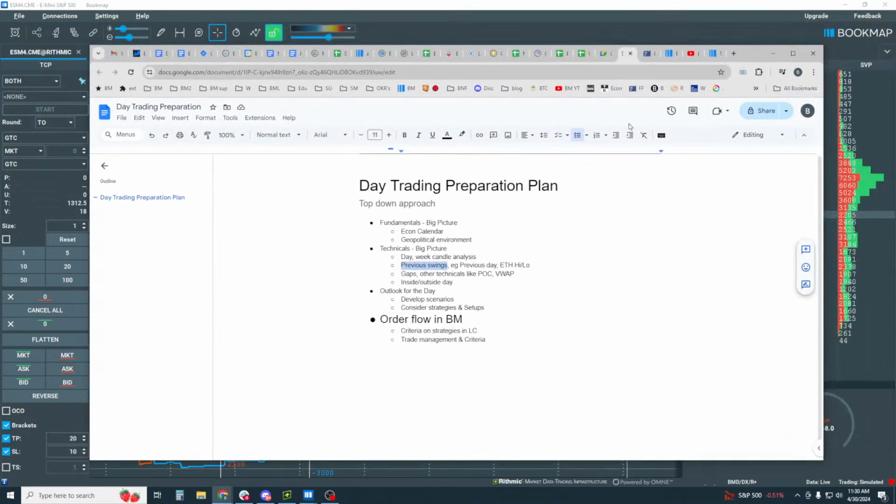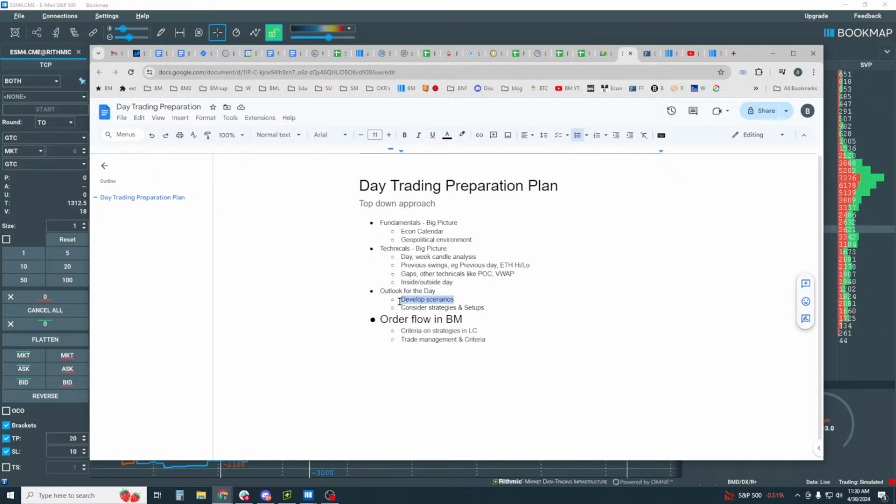All right, so our top-down approach. We looked at the previous swings, highs, lows. We looked on the daily as well, and those important levels. We did look at some gaps. We did look at POC. We didn't look at VWAP. And we were inside on the day. So we started to develop some scenarios on where price might go, what it might do.